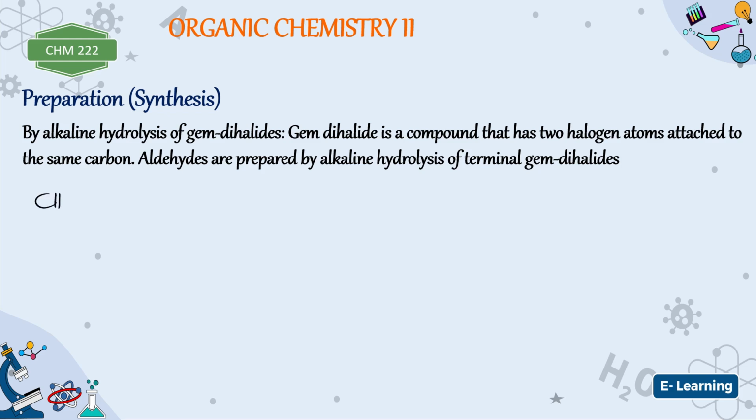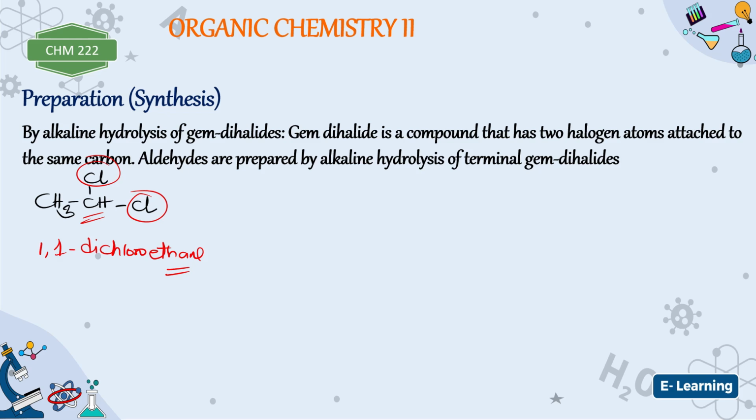For instance, if you have something like CH3, CH, and then you have Cl, Cl, you discover that these two chlorine groups are attached to one carbon. So this is a gem dihalide. You can see this chlorine and this chlorine are attached to this carbon. So this is a gem dihalide. What is the name of this compound? 1,1-dichloroethane.